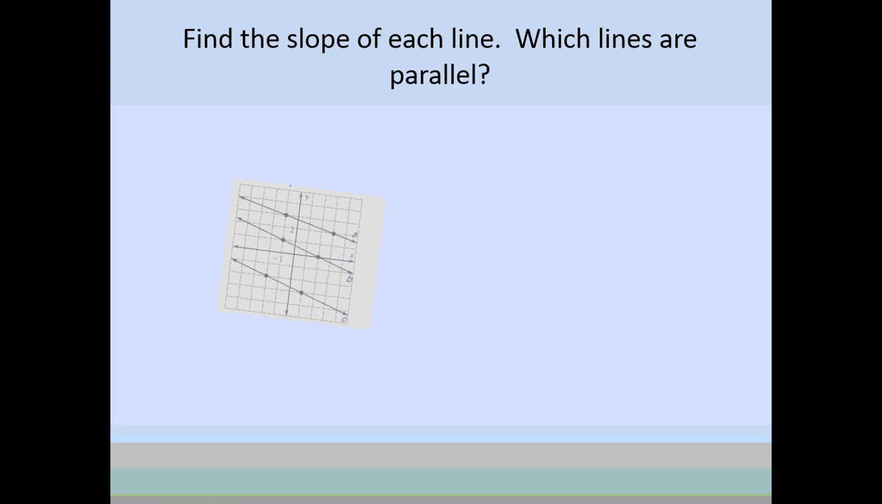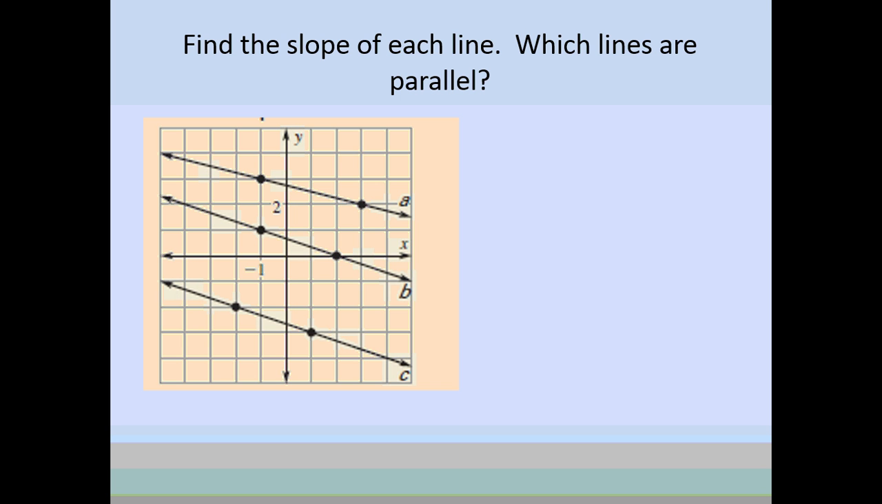So find the slope of each line, and then determine which two lines are parallel to each other. We can look at these lines and say, I think C and B are parallel to each other, because they have the exact same steepness. If they have the exact same steepness, we can prove that these two lines are parallel by finding their slope. So let's take a look at the slope of each one of these lines.